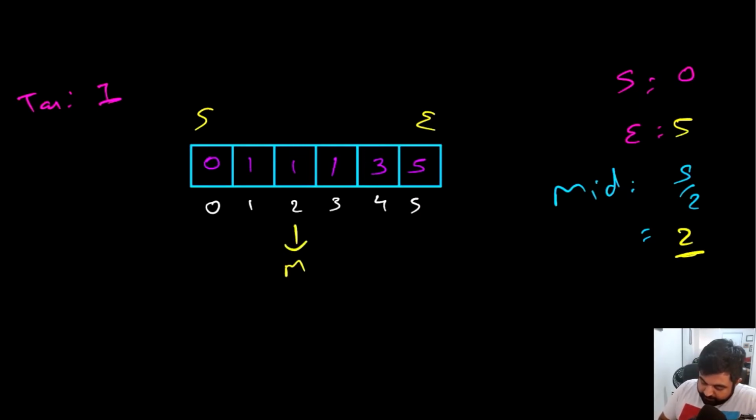Now if we compare the middle point, lucky in this case the middle point by itself is the target value. So now because this is the target value, we are trying to find the first occurrence.